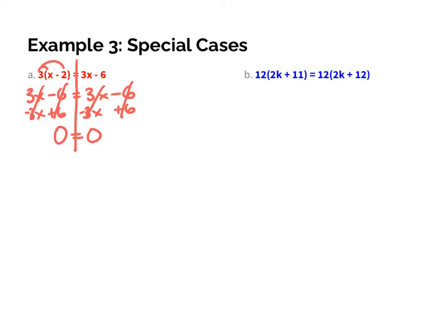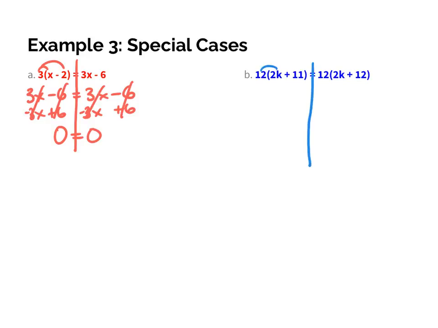Okay, so this is a special case. Special case because the thing I'm trying to solve for, x, completely disappears from the equation. What I'm left with is a statement. This is called an identity. Okay, so 0 equals 0. Now we're going to talk about what that means in just a second, but I want to show you the next problem as well so we can compare the two.